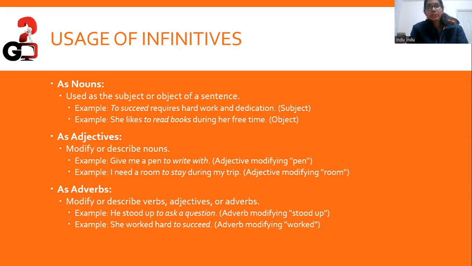She worked hard to succeed. Here the adverb is modifying worked. Why did she work hard? She worked hard to succeed, right? So I hope that the usage of infinitives until now is clear to you.